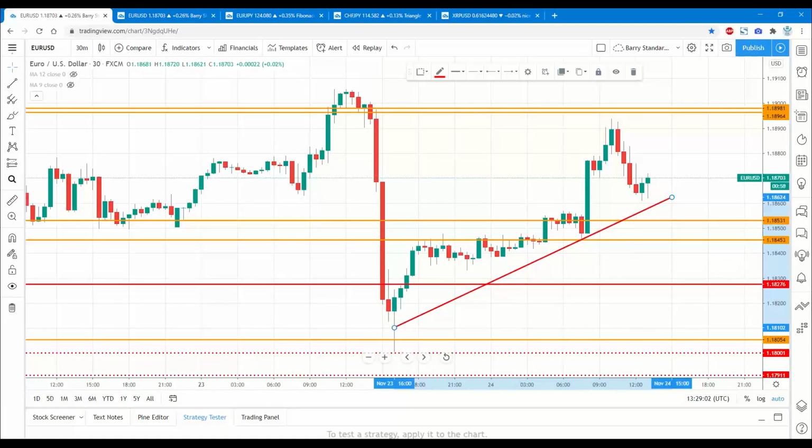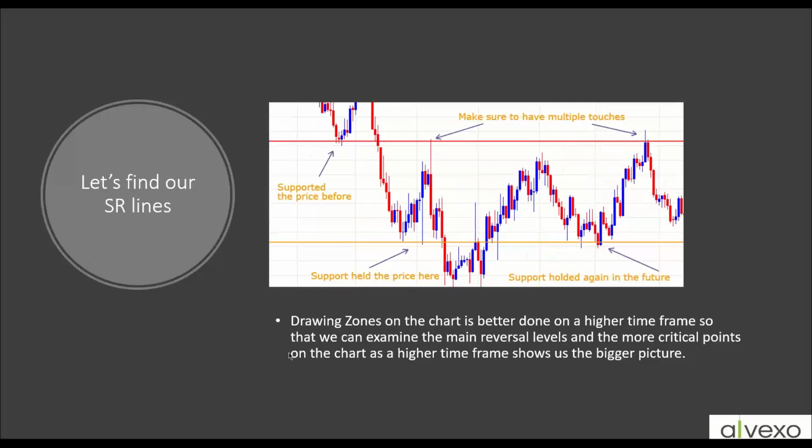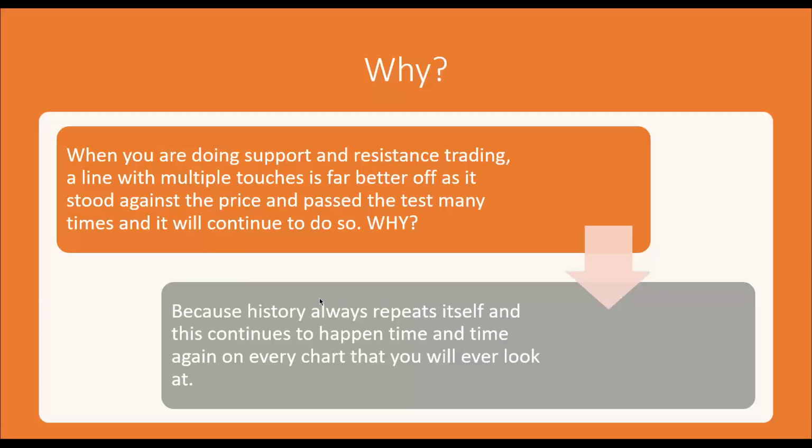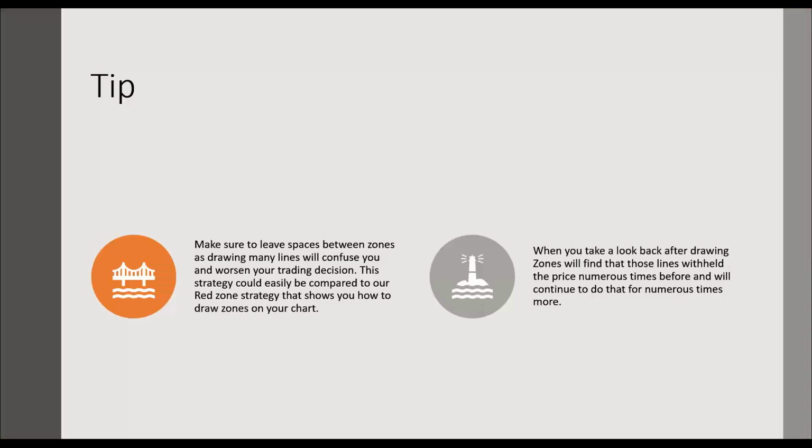So let's go back to my PowerPoint again. We now have our zones on our chart, and we took them from the higher time frame to the shorter time frame, and we now left them in our 1-hour time frame. When you're doing support and resistance trading, or price action trading, a line with multiple touches is far better, as it has stood against price and been tested many times in the past. It will continue to do so. Why? Because history always repeats itself. And this continues to happen time and time again on every chart that you ever look at.